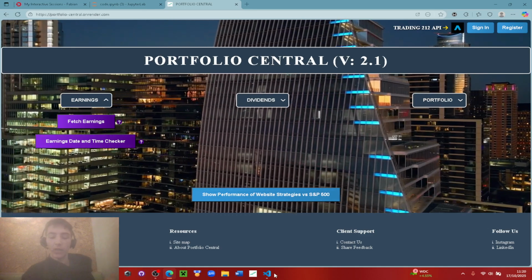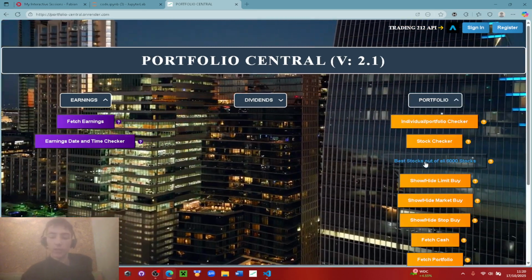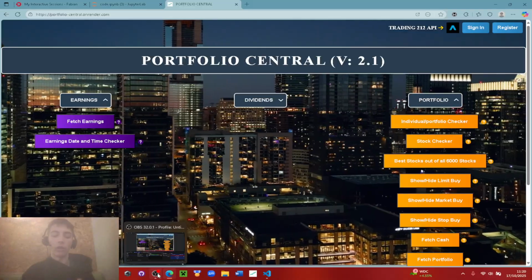And then again, next month, we'll get the new list of best stocks out of 6,000 from Python, and then we'll review all our other quantitative algorithms.